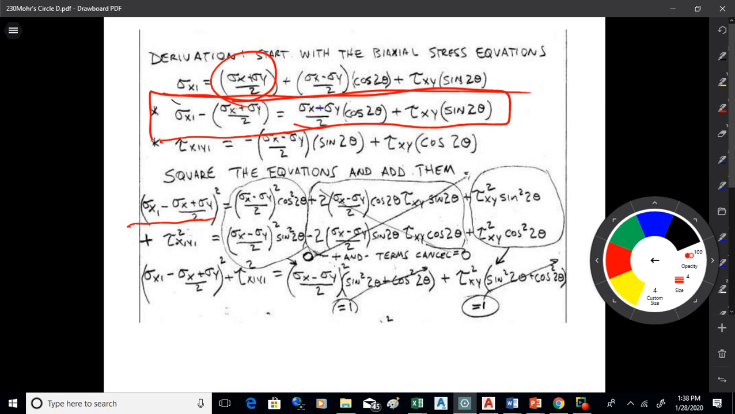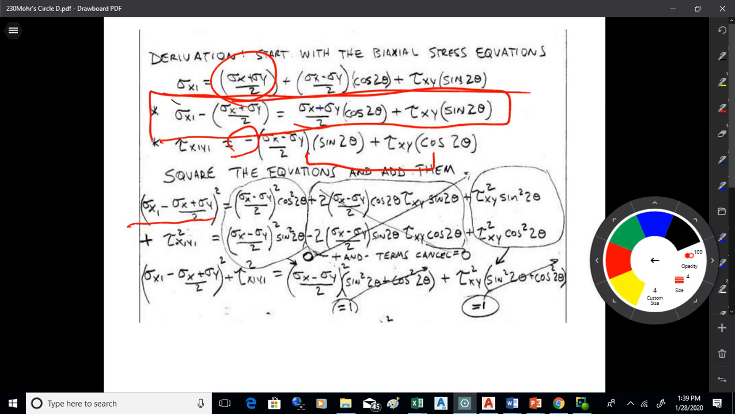And then he squared the shear equation. And on the left, he got tau x1 y1 squared. On the right, he squared the first term, so he got sigma x minus sigma y over 2 squared sine squared 2 theta. Then minus, because we got a negative sign out there, 2 times the product of the outer terms. That's how you do the FOIL method, if you remember that. So it's minus 2 times sigma x minus sigma y over 2 sine 2 theta, tau xy cosine 2 theta, and then the square of the last term is tau xy squared cosine squared 2 theta.